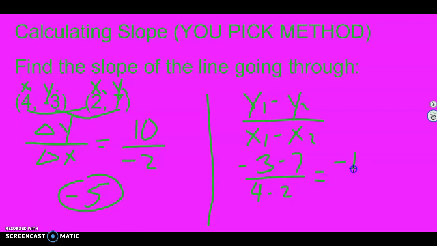Negative 3 minus 7 is negative 10. 4 minus 2 is 2. Negative 10 divided by 2 is negative 5. You see, either method gives us the same slope.